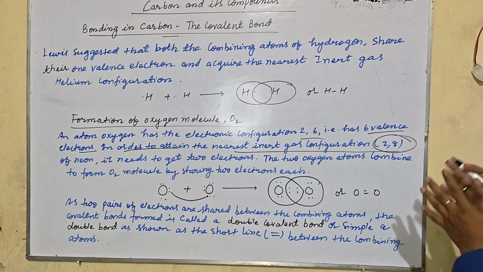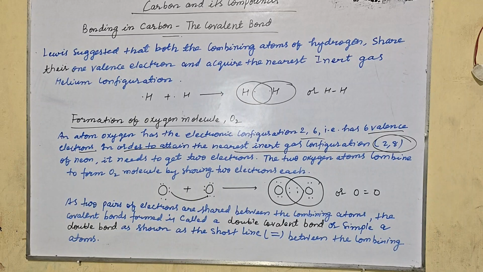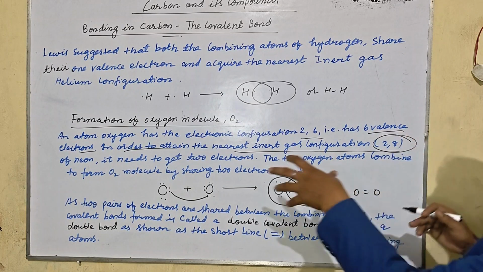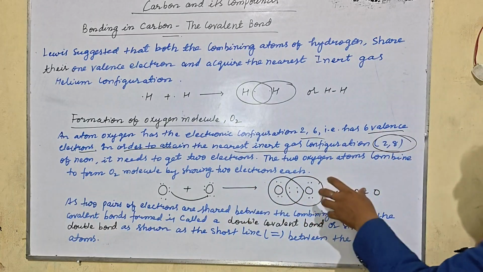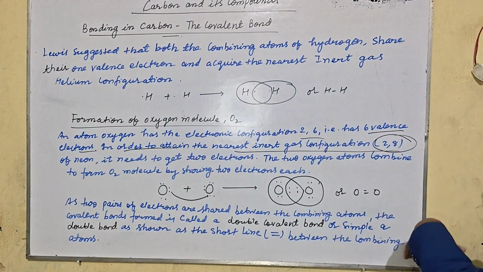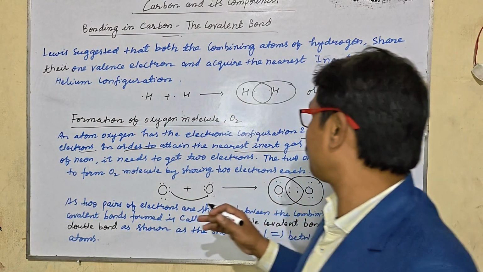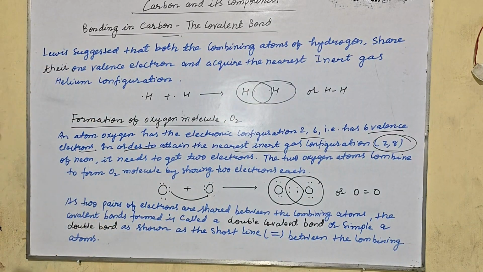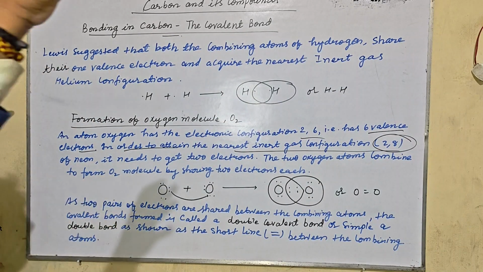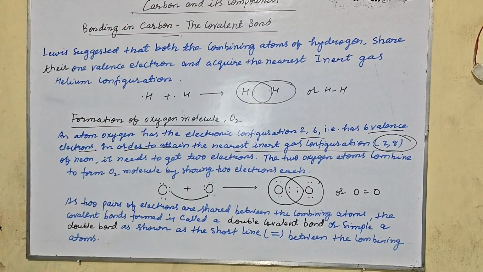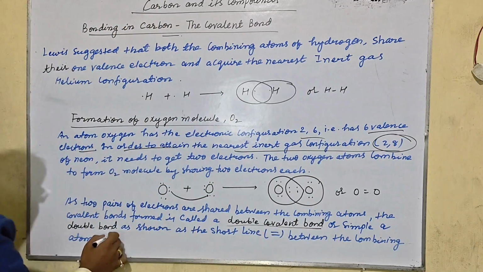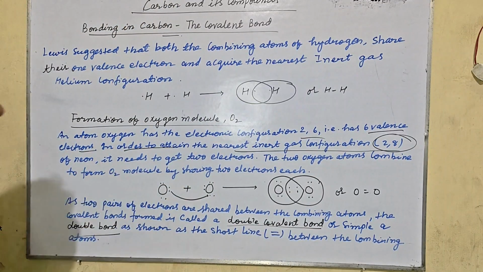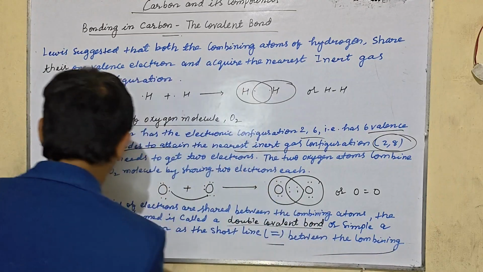The two oxygen atoms combine to form an O2 molecule by sharing 2 electrons each. Two pairs of electrons are shared between the combining atoms. The covalent bond formed is called a double covalent bond, or simply a double bond, shown as a double short line between the combining atoms.